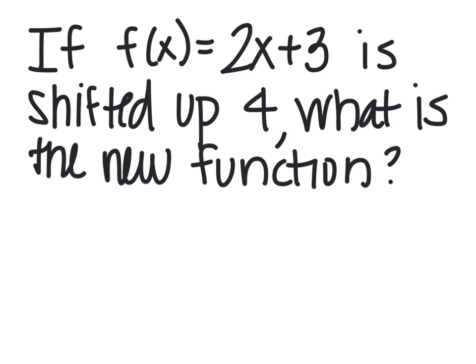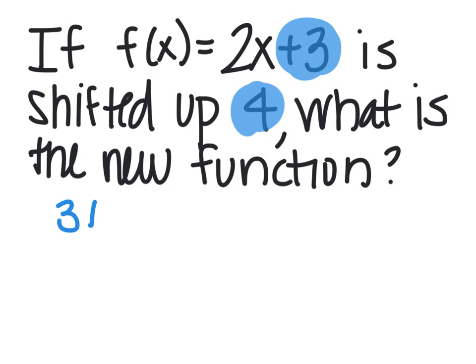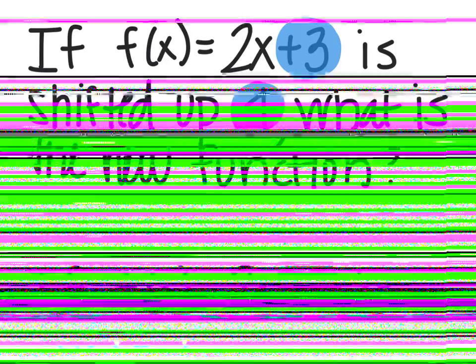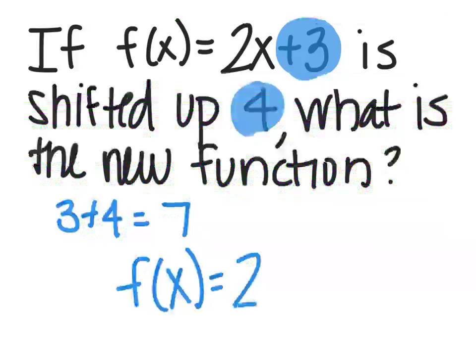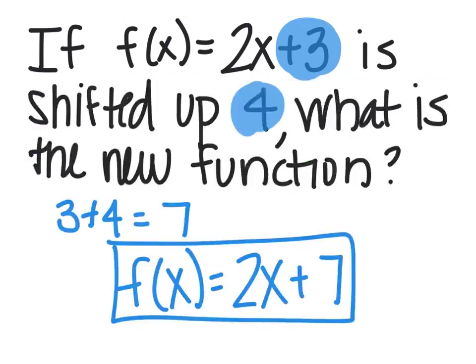new function? So if it's shifted up 4, then what it's changing is the y-intercept. So currently my y-intercept is at plus 3, and if I move that up 4, mathematically what I'm doing is adding 3 plus 4, which is 7. So my new function becomes f of x equals 2x plus 7. And this graph is shifted up 4 because the y-intercept, the plus 7, is 4 units higher than the 3.